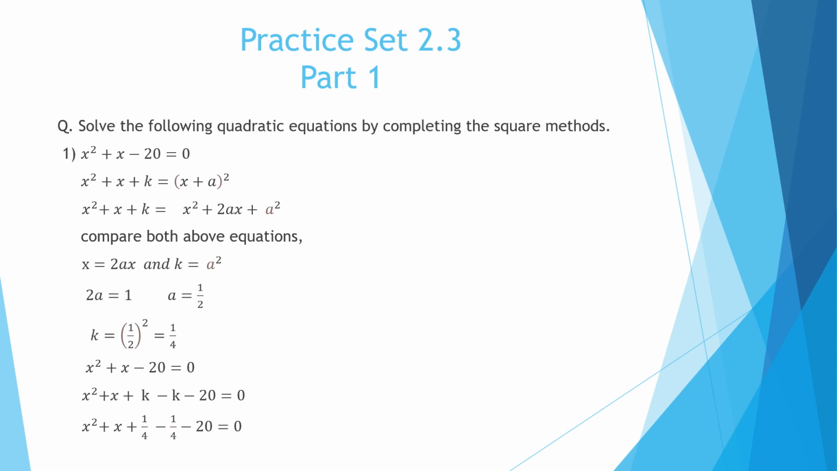Question. Solve the following quadratic equation by completing the square method. The first equation is x square plus x minus 20 is equal to 0. In this question we have to solve this quadratic equation using the completing the square method and find the value of x.